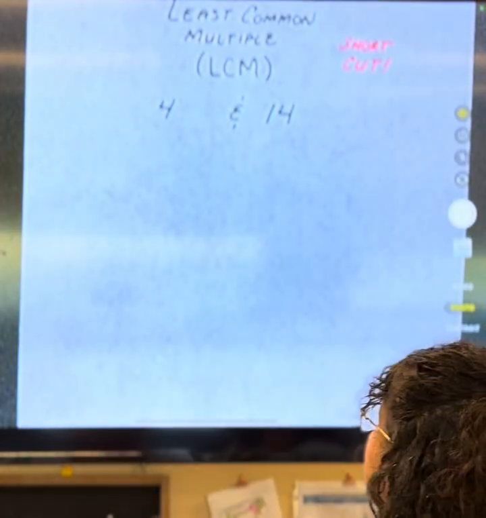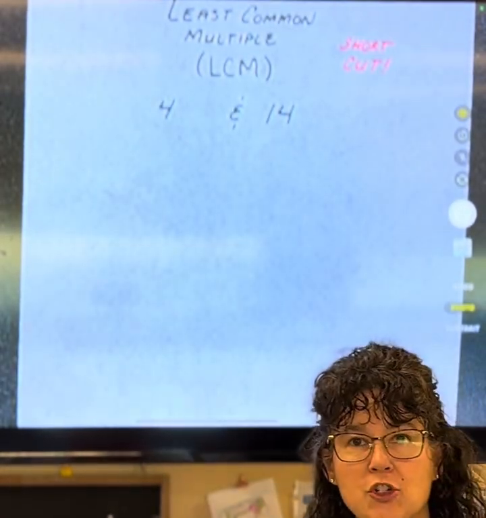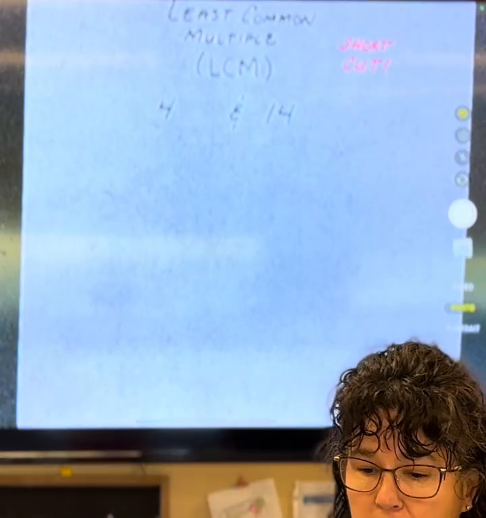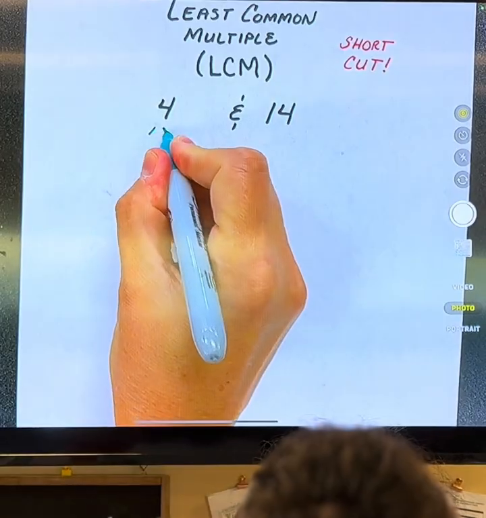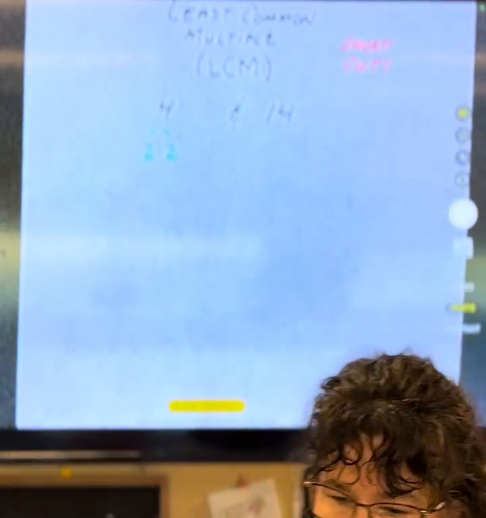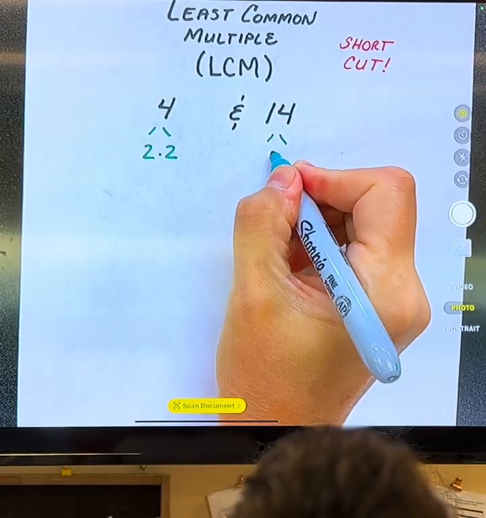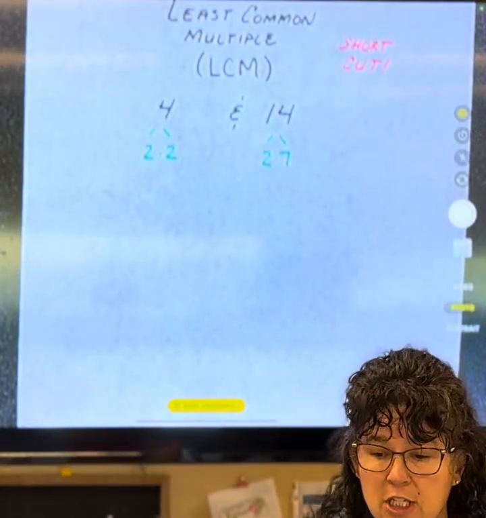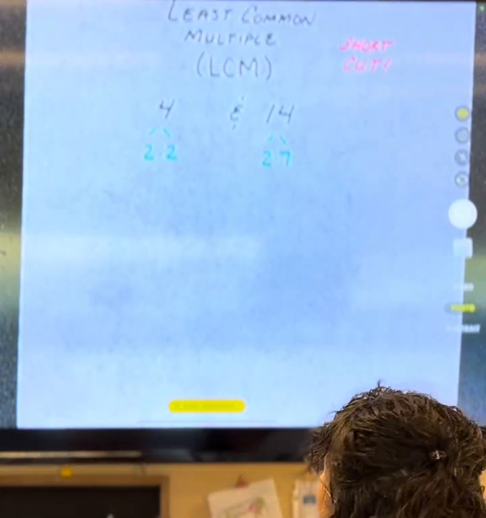So what I'd like to consider is doing a factor tree for each one of these numbers. For the number 4, that would be 2 times 2. And then for the number 14, that would be 2 multiplied by 7. Okay, now we're just going to force them to be the same.